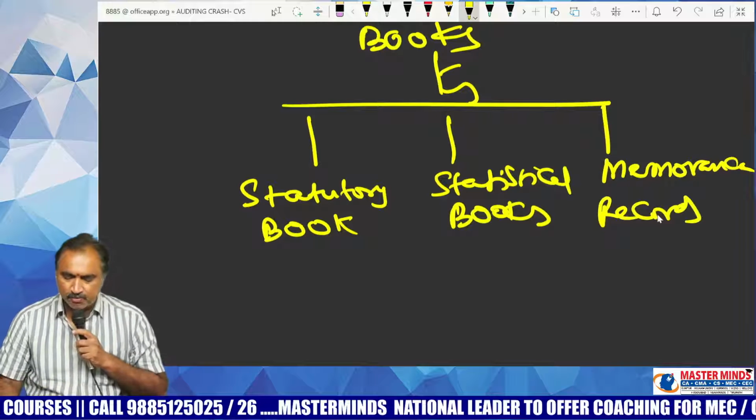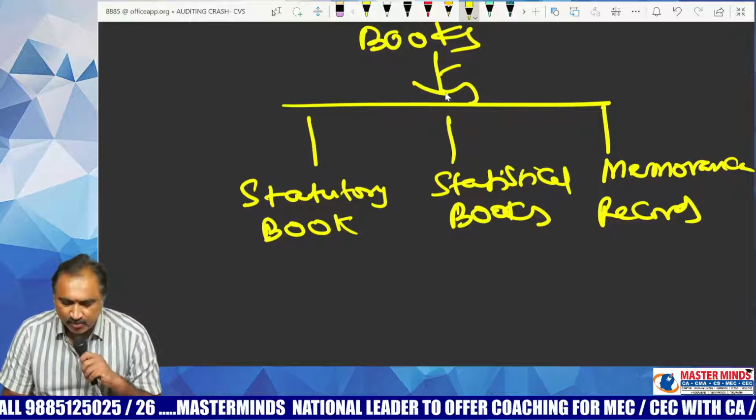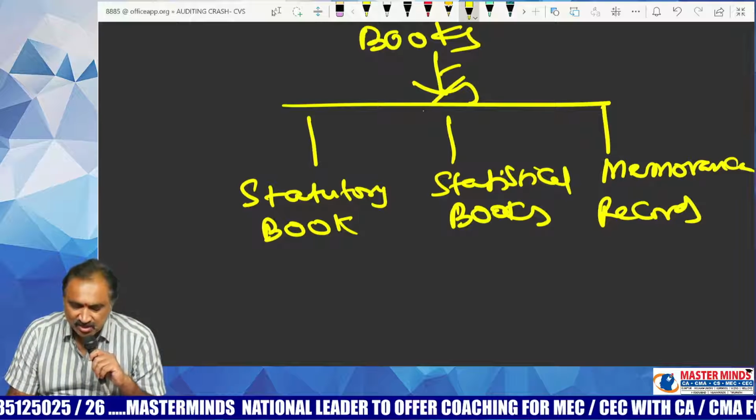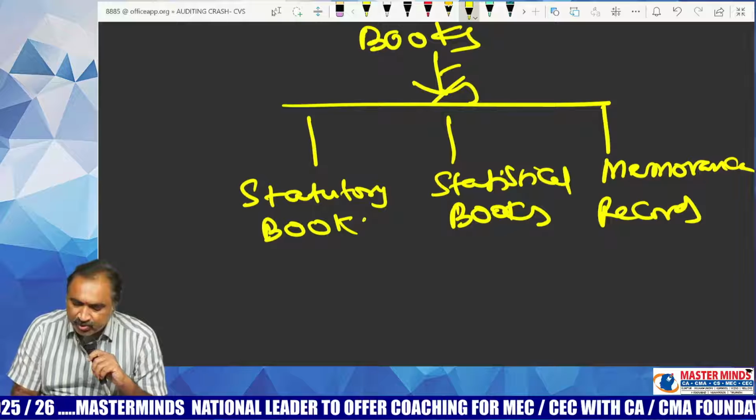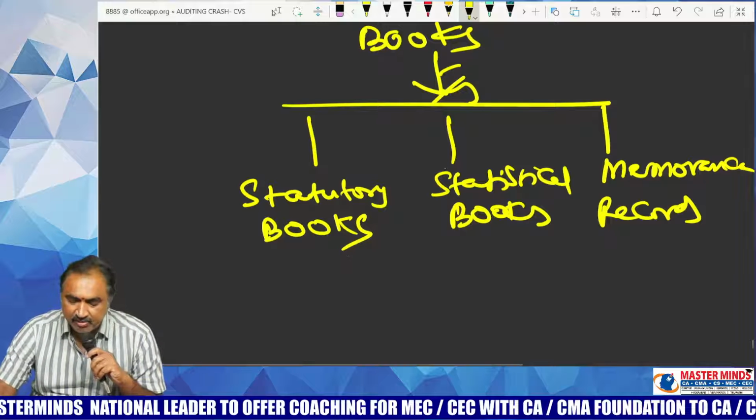Repeat. Books that are generally maintained by a company can be classified broadly into three categories. The first one is statutory books. The second one is statistical books. The third one is memoranda records.